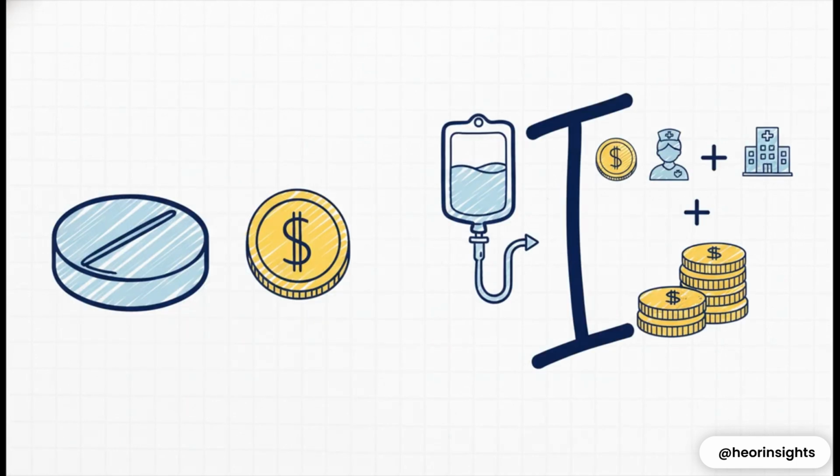The I for intervention must detail the technology being evaluated with absolute precision. Specifics like dosage and frequency become direct inputs for acquisition costs in economic models. The route of administration is also a key factor. For instance, an intravenous drug incurs administration costs like nurse and facility time that an oral drug simply does not.